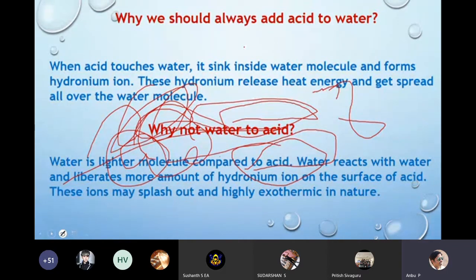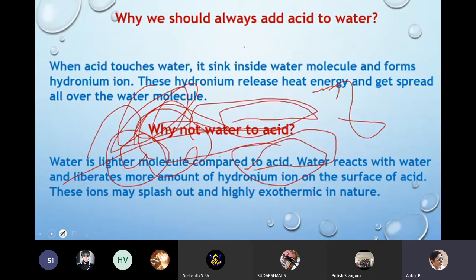It may splash out of the test tube, the boiling tube, or the vessel that you are adding it to. So what is going to happen? It may fall on your skin, or it may irritate the skin, or it may be corrosive in nature. Sometimes the glass vessel may even break due to the excess amount of heat.